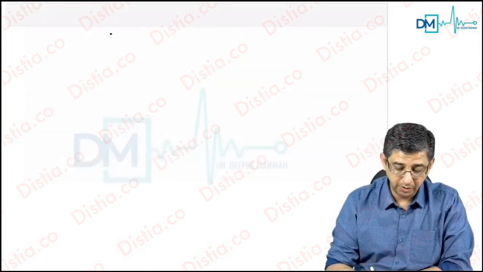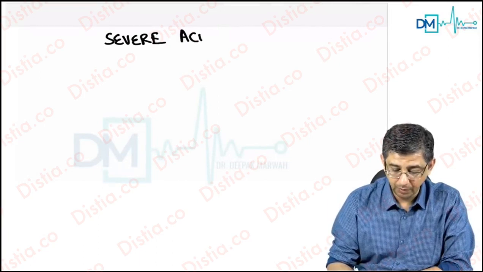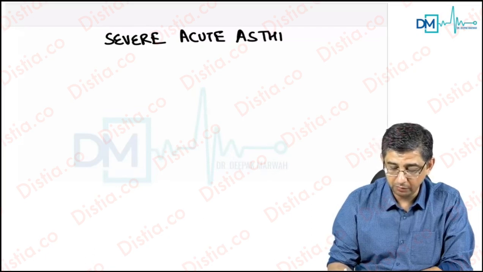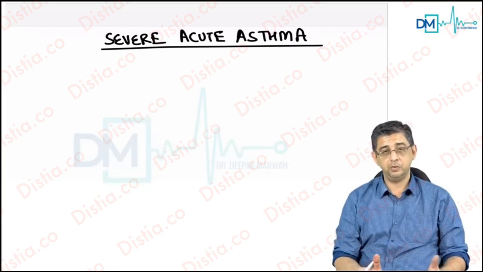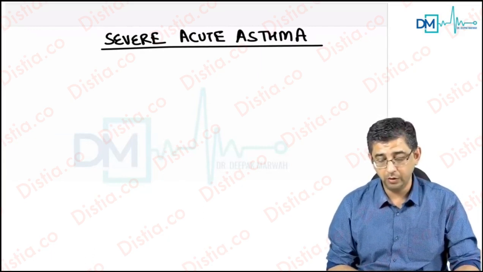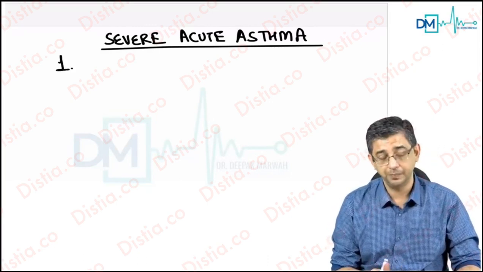So let us now discuss a patient who has come into the casualty with severe acute asthma. I've told you that the cutoff for severe acute asthma is FEV1 less than 40%, but that is only a theoretical discussion, because a person might be so sick that he may not be able to blow into the mouthpiece of a spirometer, he may not be able to follow your commands. So clinically, how will I know that the person is having severe acute asthma?